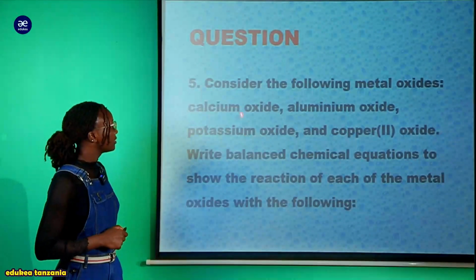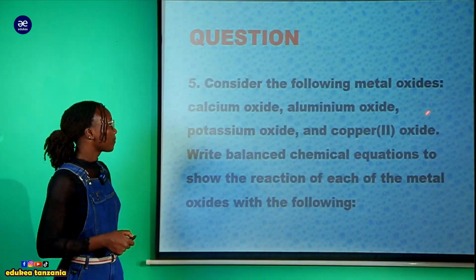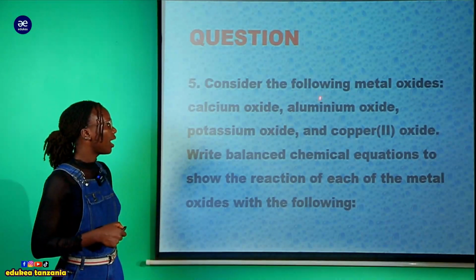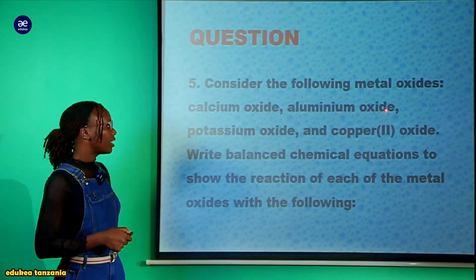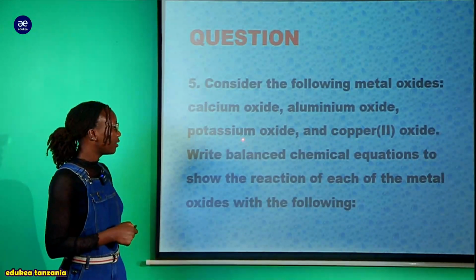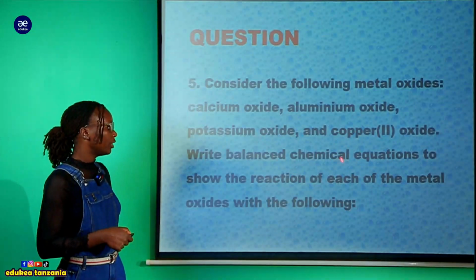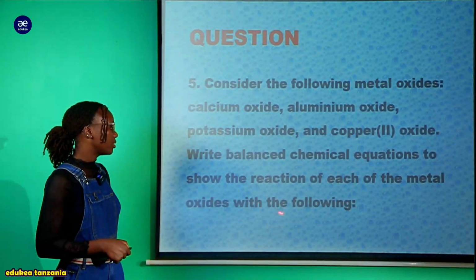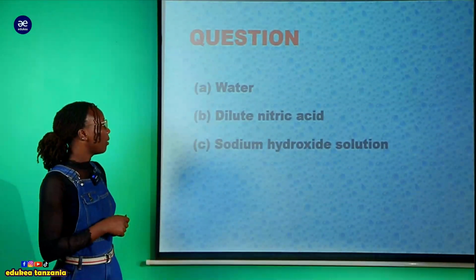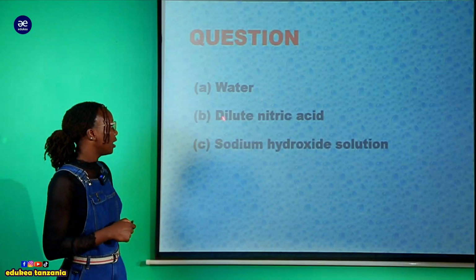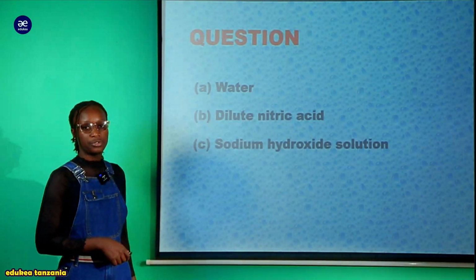Here you can see that the question is: consider the following metal oxides. We have calcium oxide, aluminum oxide, potassium oxide, and copper 2 oxide. Write balanced chemical equations to show the reaction of each of the metal oxides with the following. We are given the following compounds: A, water; B, dilute nitric acid; C, sodium hydroxide solution.